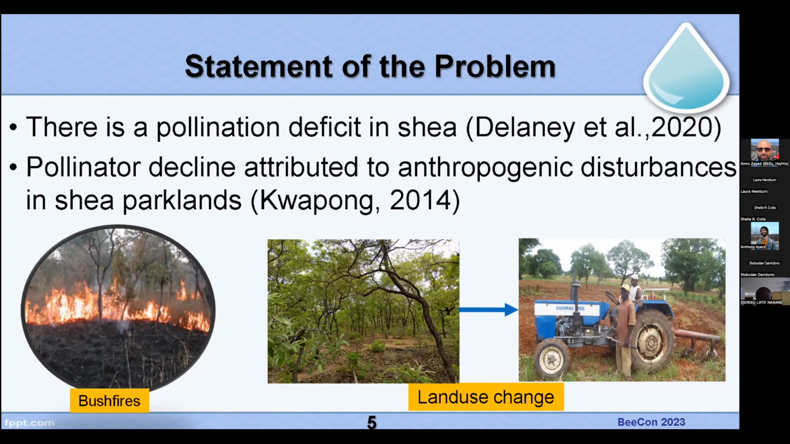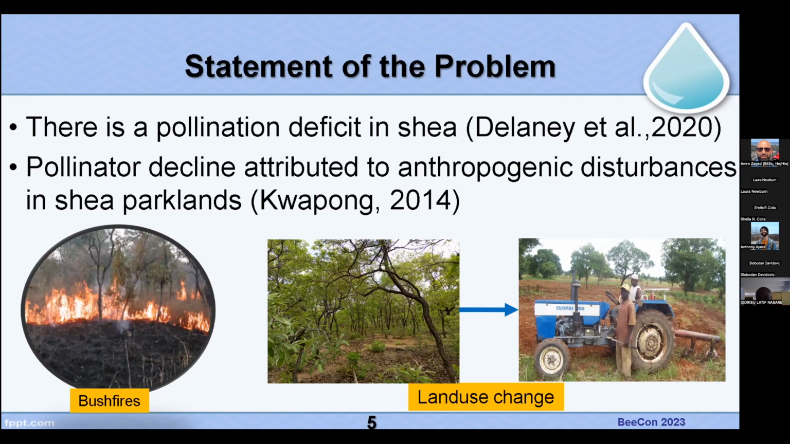And these disturbances include indiscriminate tree felling, expansion of agriculture, and even bushfires. Disturbances are being felt in reducing fruit yield. And we have to optimize pollination services to get maximum fruit yield of shea. So there's a need to adopt practices that can enhance pollinator population.